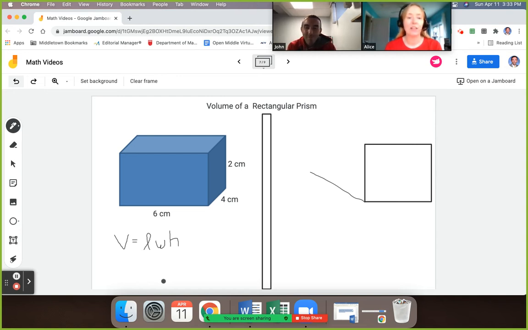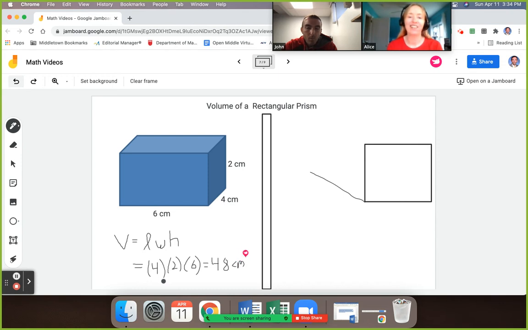I'd say, okay, looking at my end rectangular face, that's 4 times 2. And then the height, if you will, is 6. So 4 times 2 is 8. 8 times 6 is 48. So my volume is going to be 48. And we're in centimeters here, so it's going to be centimeters cubed, which we write as centimeters to the third power.